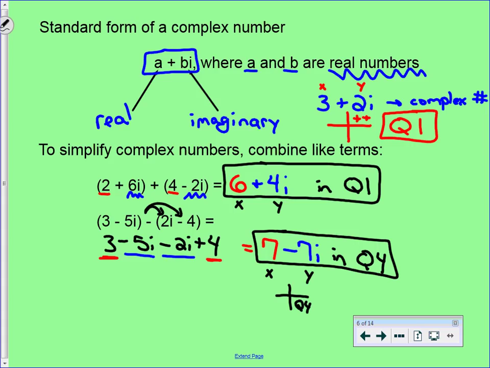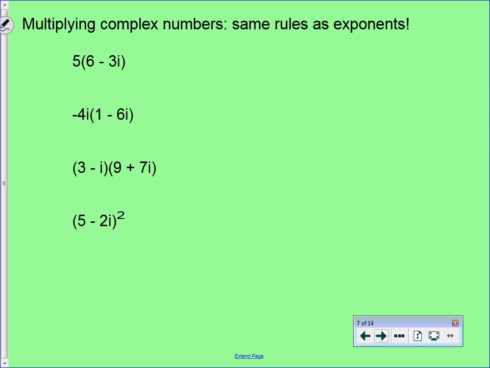So combining like terms is the first piece of our imaginary numbers, and multiplying complex numbers is the next part here. The good news about multiplying our complex numbers is that we have the exact same rules as our exponents. So in this very first example, you'll probably notice that this is the distributive property.